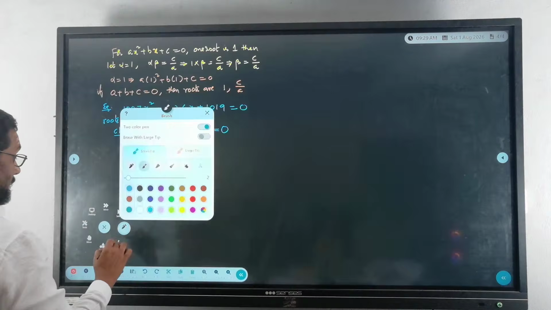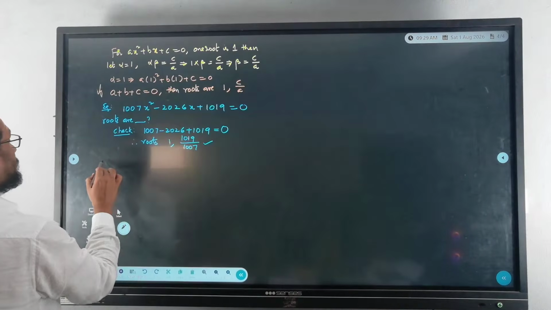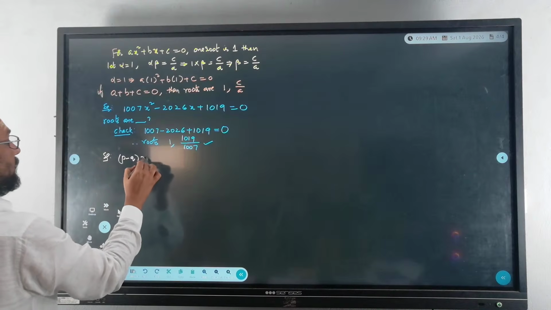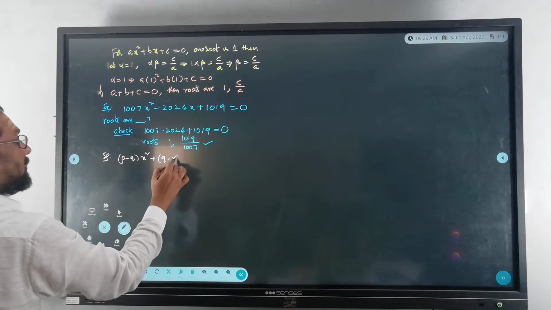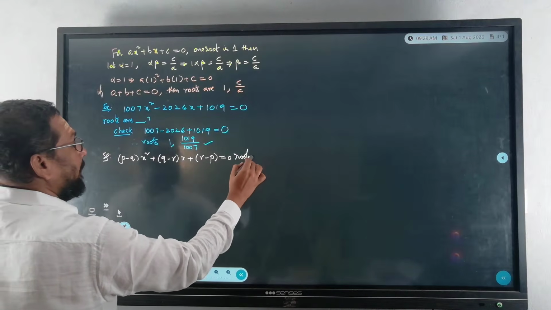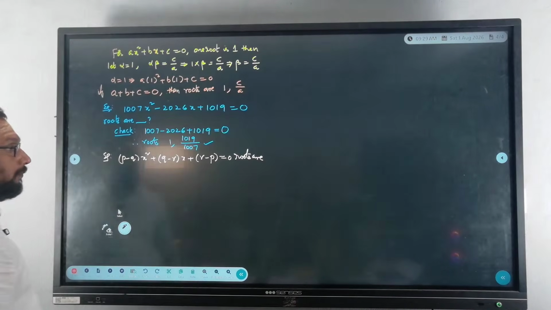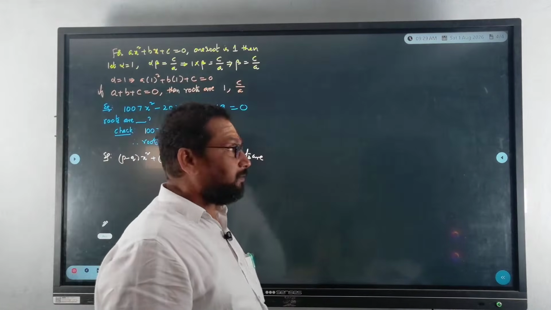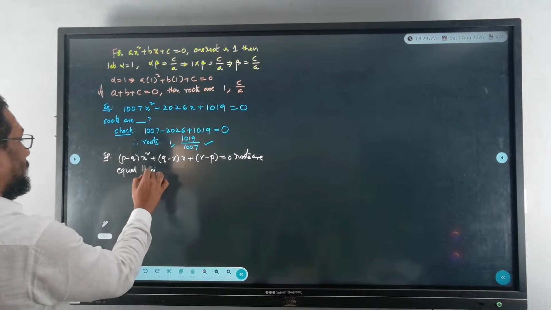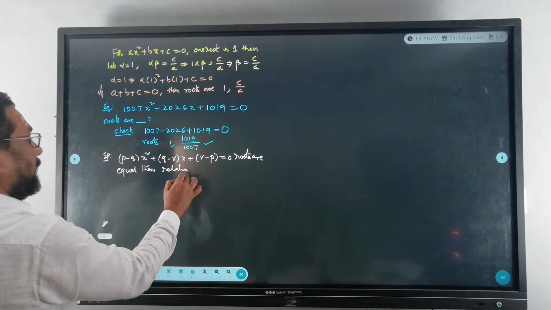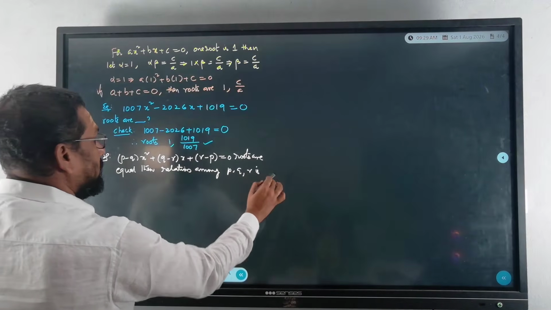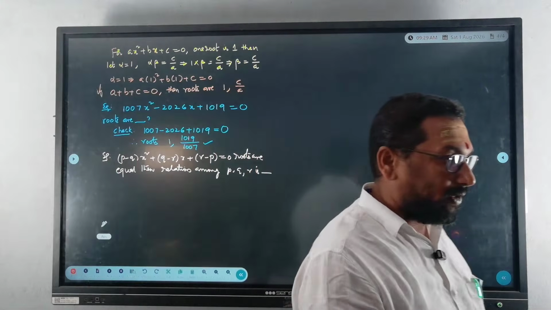We'll see another example. P minus Q x square plus Q minus R x plus R minus P is equal to 0. If the roots are equal, then what is the relation among P, Q, R? That is the question.